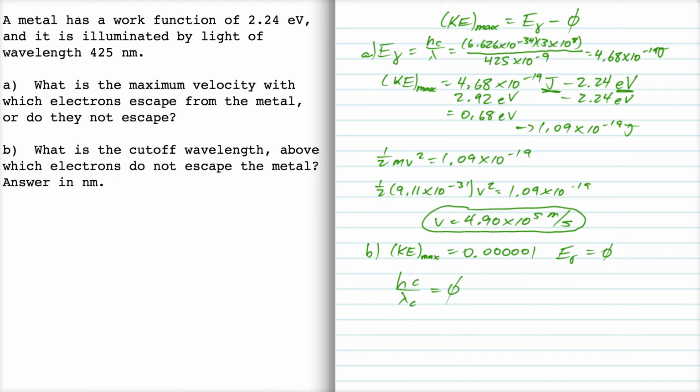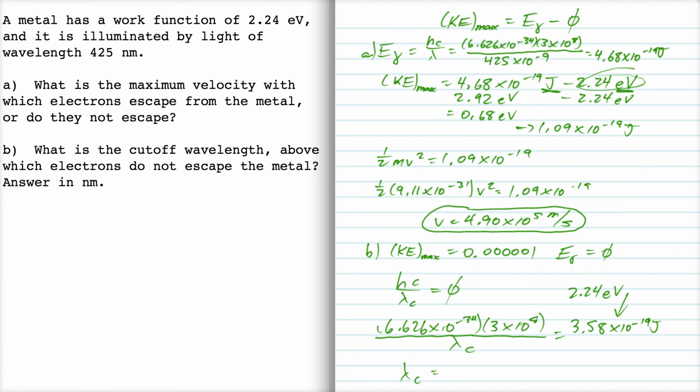Now, let's see. So 6.626. There's h and there's c. And then here's lambda. Now that work function, the 2.24 eV work function, is 3.58 times 10 to the minus 19 joules, right? 2.24 eV becomes that. But I want everything in MKS units. And so that lets me solve for lambda cutoff, which is 555 nanometers.